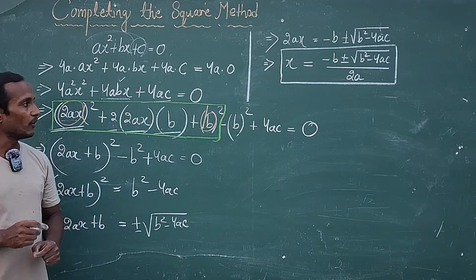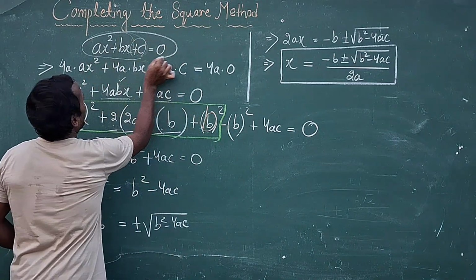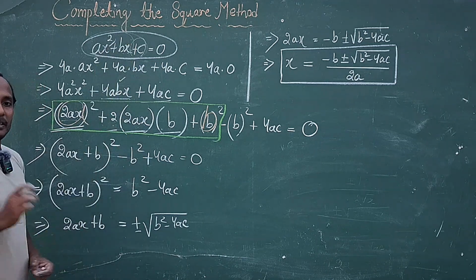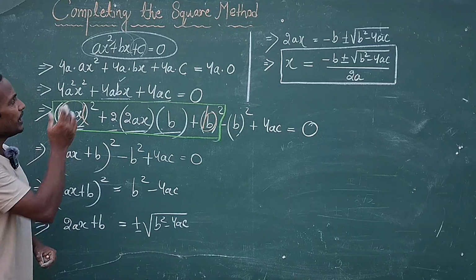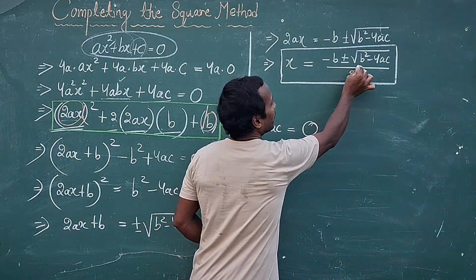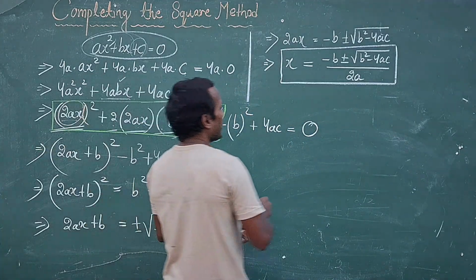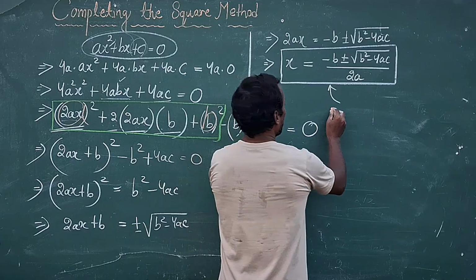In today's class, we learned that in a quadratic equation, to find the value of x, we can apply the completing the square method in 3 different ways. And at the same time, when we applied it, we found finally in every case that x is equal to minus b plus minus square root of b square minus 4ac by 2a, which is called the quadratic formula.